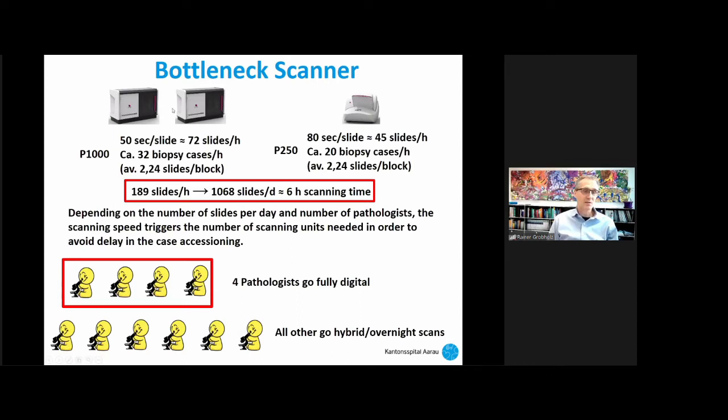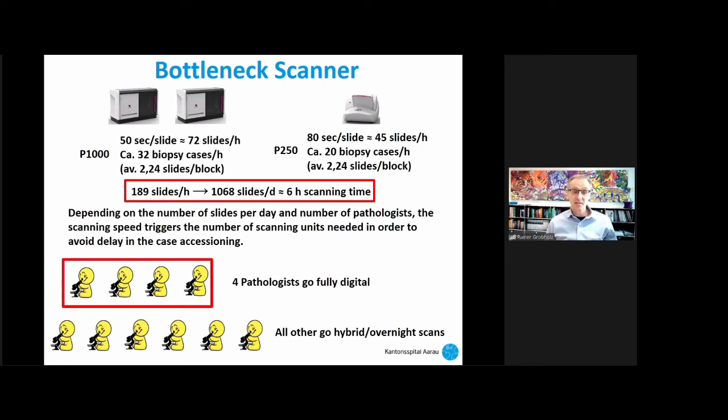So we have these two scanners which are capable of scanning 72 slides per hour. We have this scanner which is capable of scanning 45 slides per hour. That brings us to an average of 189 slides per hour. And if we calculate about 1,000 slides a day for the full workflow, that means 6 hours of scanning time. Depends on the workflow, whether we want to sign out the same day.